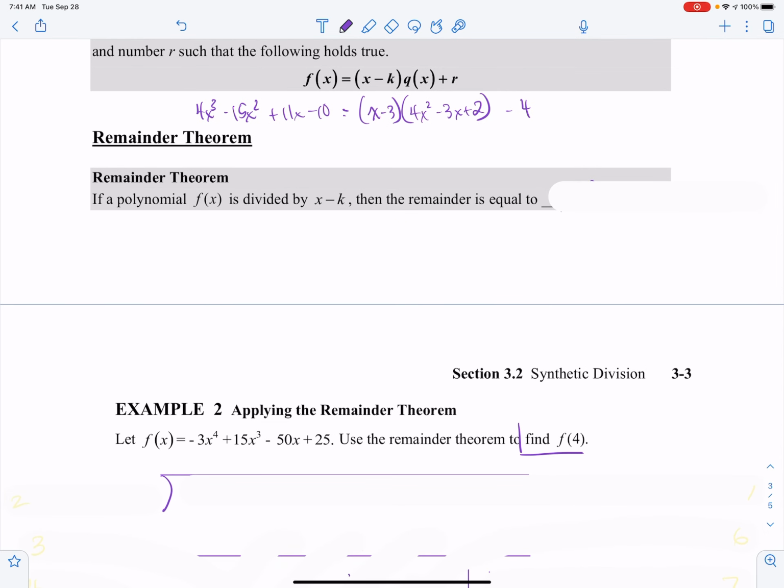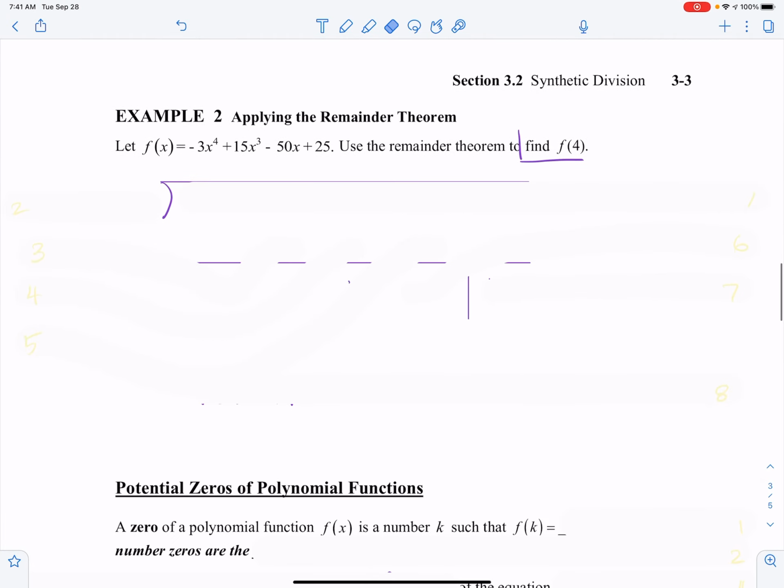Okay, the remainder theorem: if you have a polynomial and you are dividing that polynomial by x minus k, then the remainder is going to be f of k. All right, now let's put that into practice. So in example 2, we've been given f of x, and we are told to find f of 4.